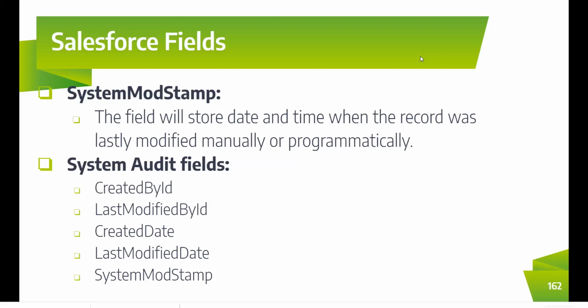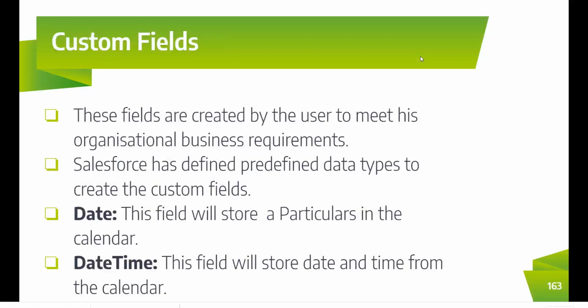Right? So as of now, we have discussed system fields, fields, and standard fields. When the object is created, some of the fields will be created, that is called standard fields. And we have 7 types of system fields which cannot be edited by us. They are created by Salesforce. We have discussed all these system fields, which are also called audit fields: Created By ID, Last Modified By ID, Created Date, Last Modified Date, and System Mod Stamp. Right. Now we are going to discuss custom fields.